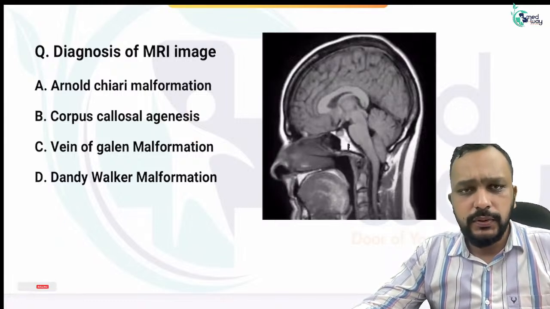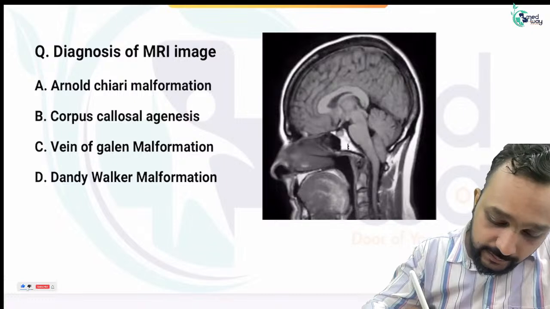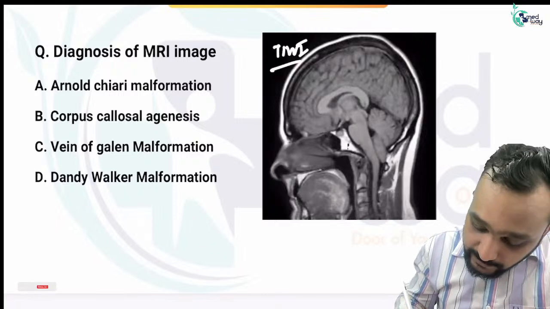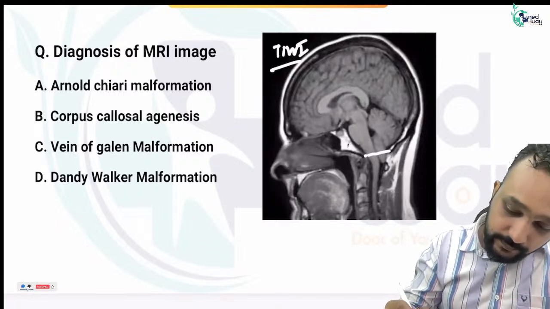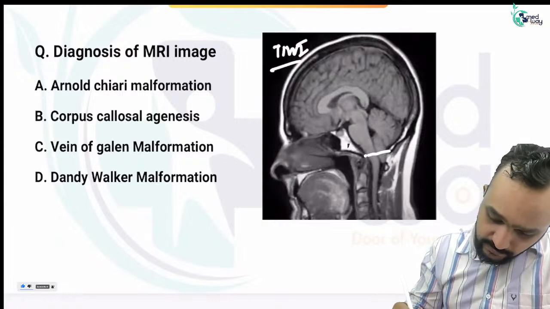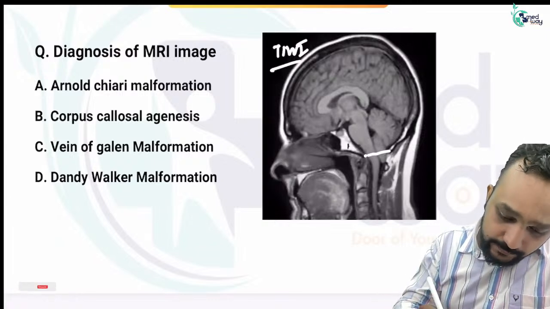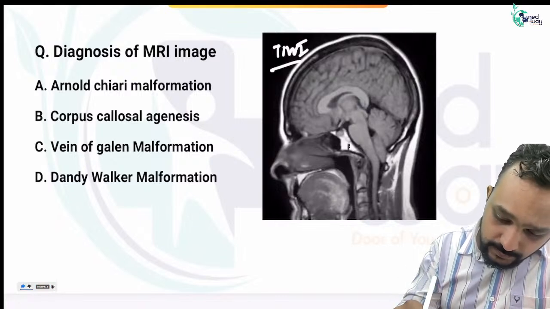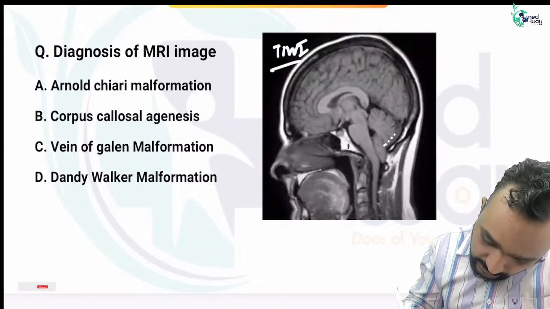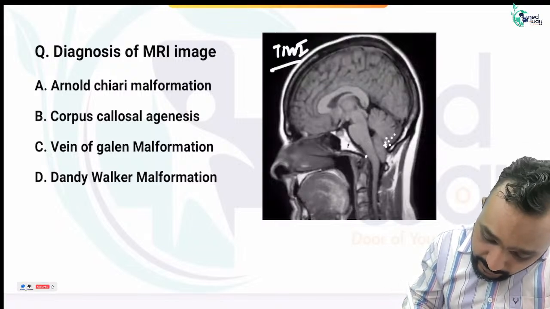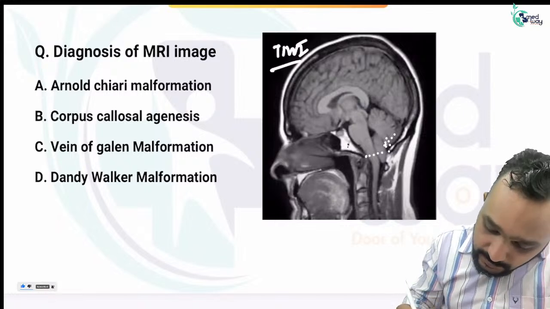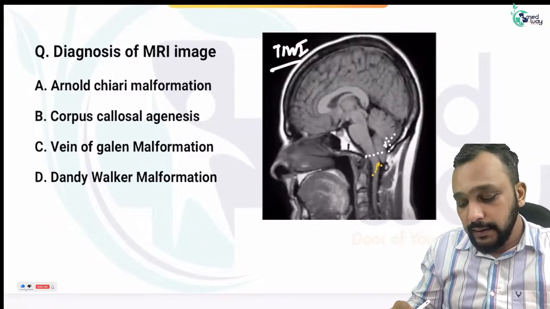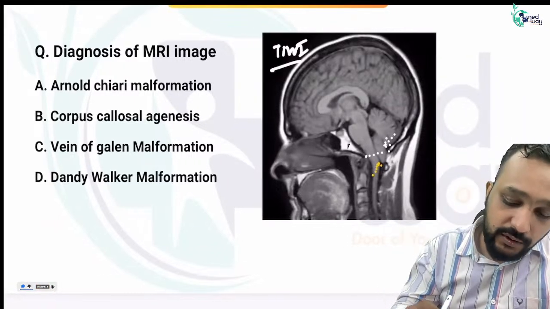Now, diagnosis on this MRI image, right? This is the T1 weighted image. What you can see on this T1 image, this is the foramen magnum, and these are your cerebellar tonsils, and you can see that these cerebellar tonsils are crossing the foramen magnum, right?